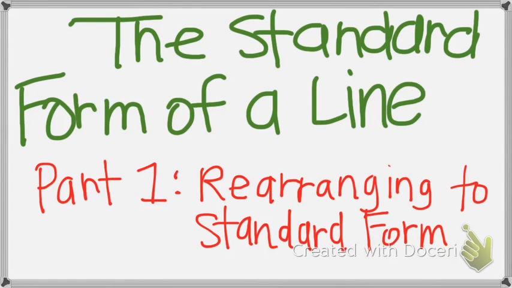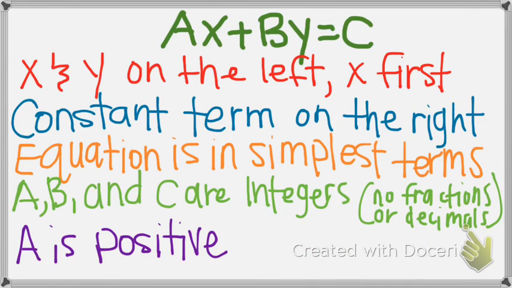The standard form of a line. Part 1, Rearranging to standard form. The common definition of standard form is one of the form ax plus by equals c, where a and b are real numbers and a and b are not both 0.